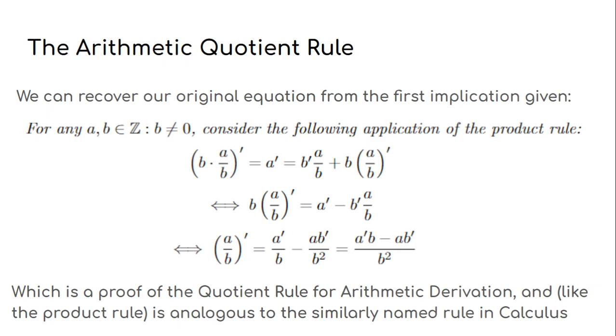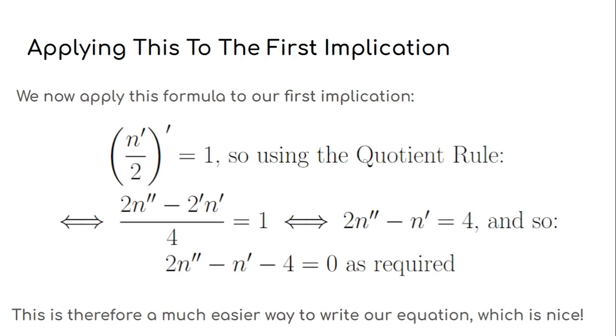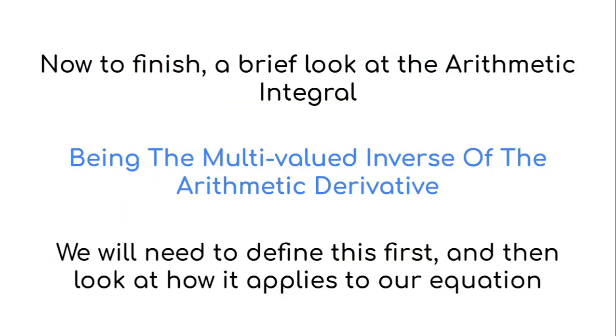We can now apply this quotient rule to the expression we have, and actually recover our original equation. So we have (n prime divided by 2), all prime, becomes 2 times n double prime minus 2 prime times n prime, remember 2 prime is just 1 because 2 is a prime number, all divided by 2 squared, which happens to be 4. We then multiply both sides by 4 to get 2n double prime minus n prime is equal to 4, and move the 4 across, and we have our original equation. Isn't that nice?